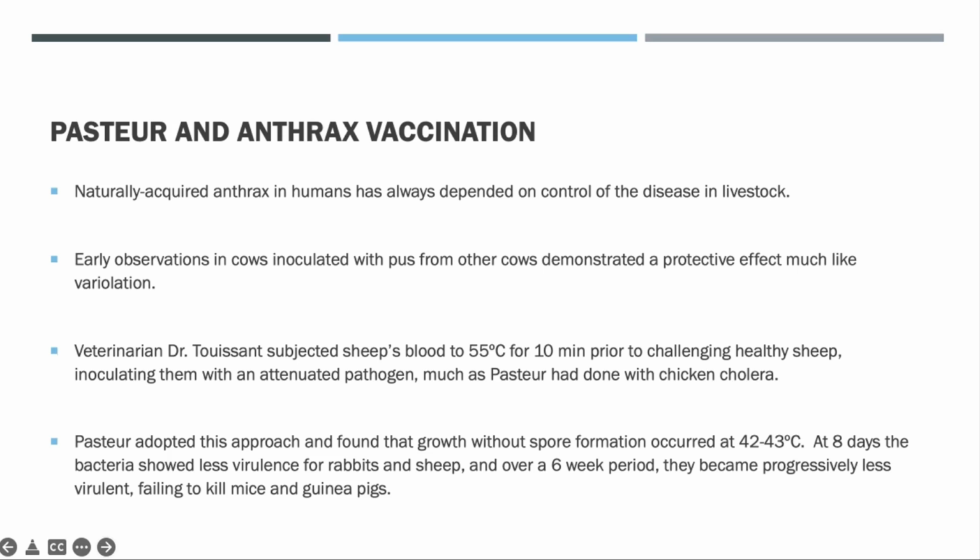Pasteur adopted this approach and found that growth at slightly lower temperature could happen without spore formation, and then it could show progressively less virulence the longer it was incubated. So at 8 days, it was less virulent for rabbits and sheep. Over a 6-week period, it eventually failed to even kill mice and guinea pigs.